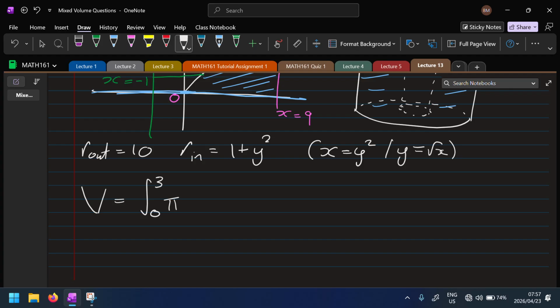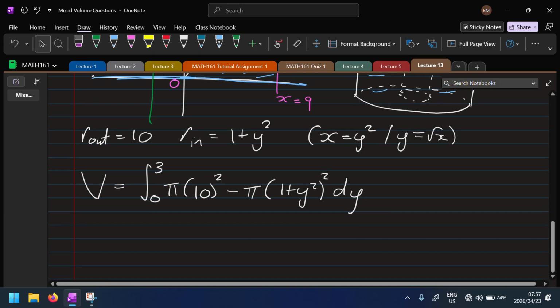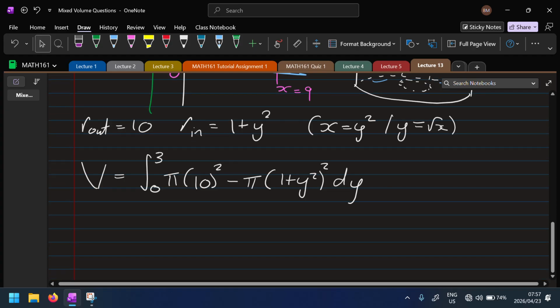Then we need pi times the outer radius squared to get the outer volume, minus the inner volume. So this was the outer volume, that was the cylinder. This was the inner volume, that hollow part, and we need to subtract it away. Everyone clear on that? Outer volume minus inner volume. Okay, let's expand this out and do the integral.